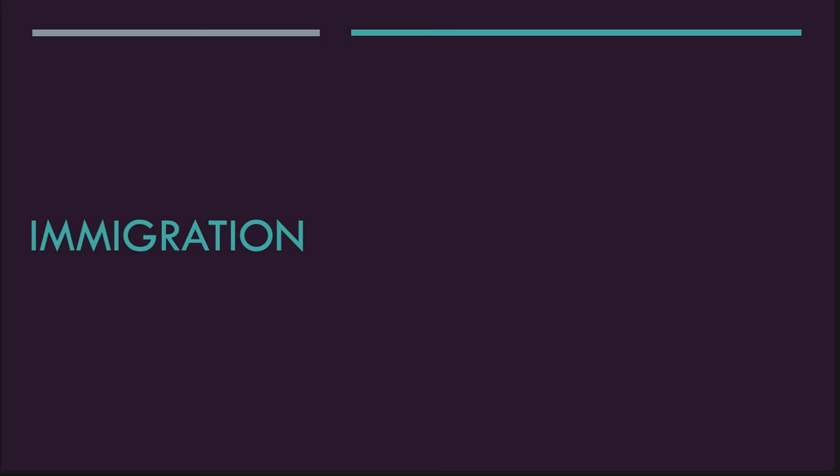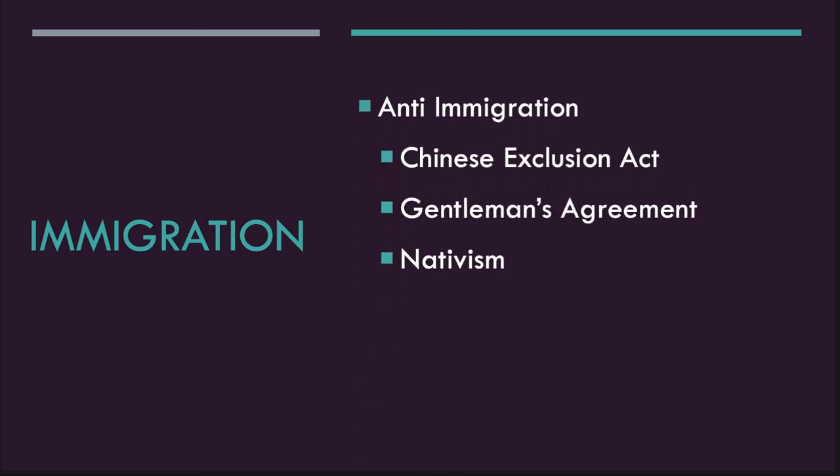The last major topic that's on your test is going to be immigration. We'll start with anti-immigration. The pieces that we need to remember: the Chinese Exclusion Act. Remember, the Chinese Exclusion Act suspended Chinese immigrants from coming to the United States in an effort to decrease the number of immigrants in the United States. The Gentlemen's Agreement went to do the same with Japanese laborers. This was an agreement with Japan to discourage any laborers coming to the United States.